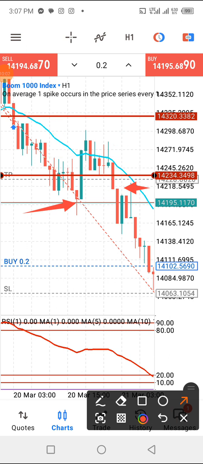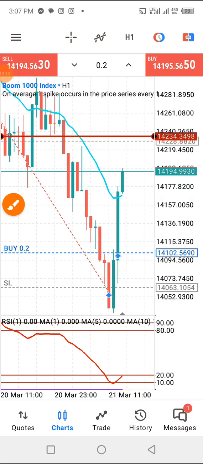So I think that is all. So if you are using the strategy to catch spike, this is it. This is how you do it. Remember what I said, that you must wait for your H1.